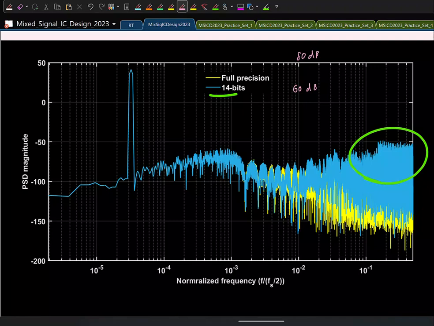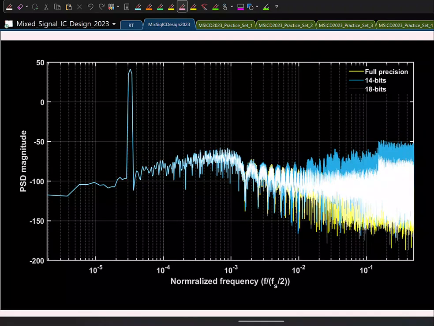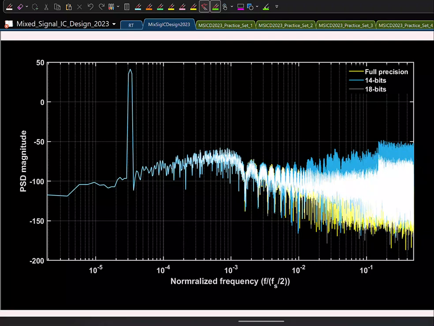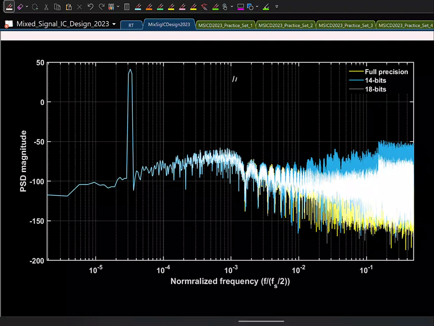Okay. And only when I use around 18 bits of precision, we get this white thing, and then it matches the ideal one. So basically, even though my input is around 14 bits, at the output I am having around 18 bits. But this 18 bits of data has an effective resolution of only 14 bits.